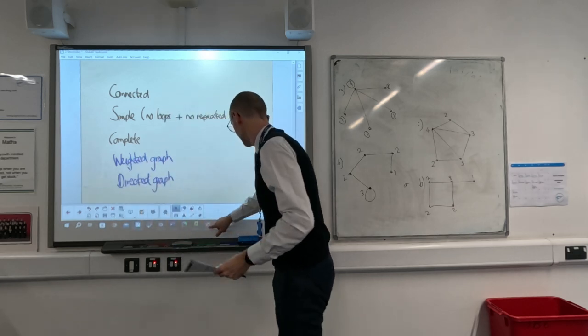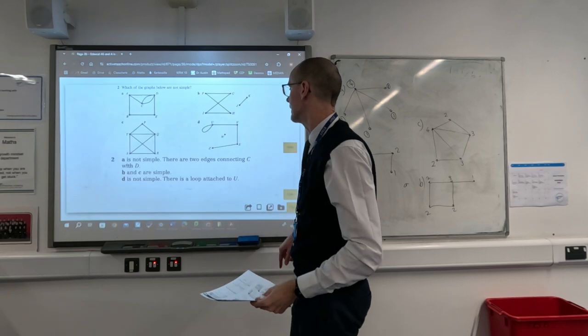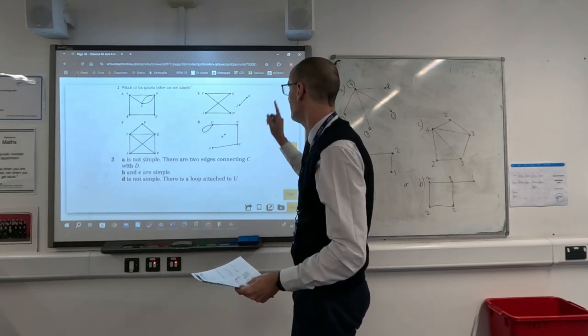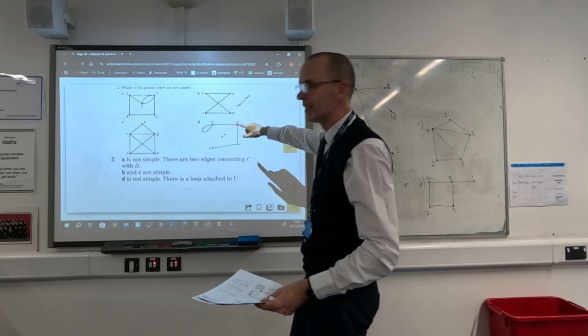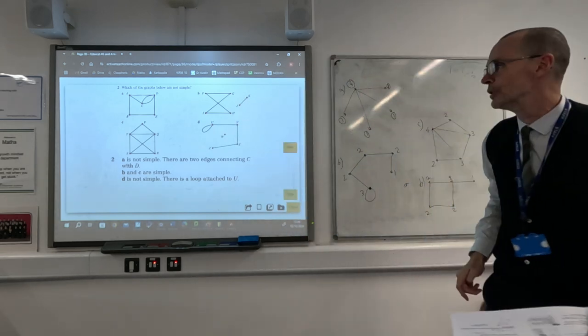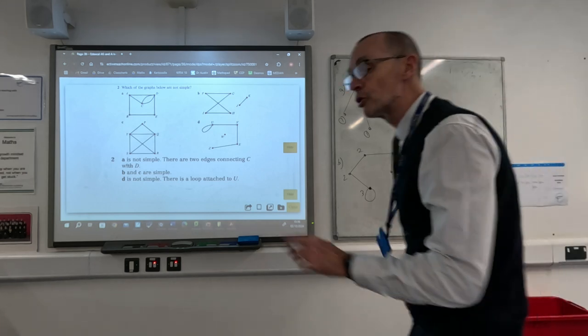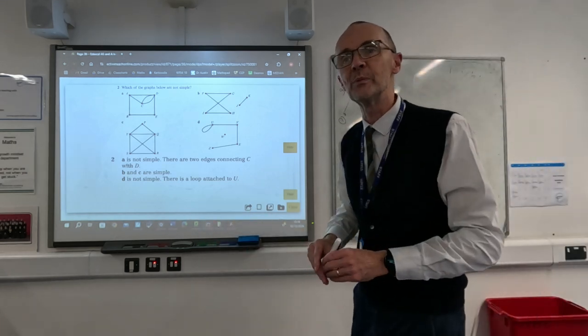So there we go. A isn't simple. B and C both simple, and D has got a classic sort of loop on it, so that's not simple. Okay, try not to look at the back of the sheet because it spoils the surprise.